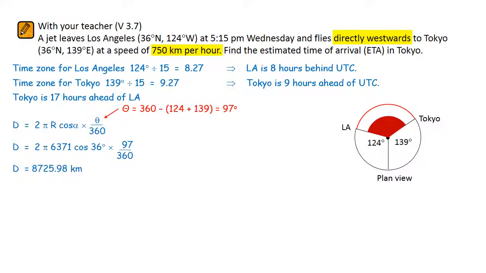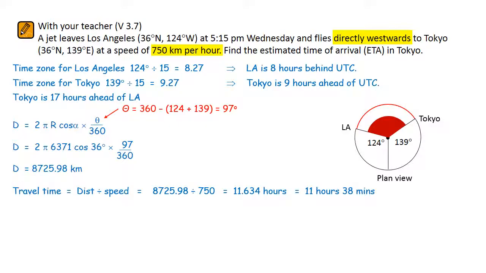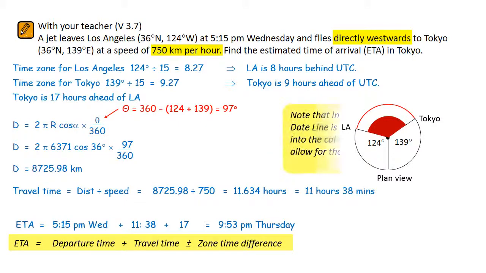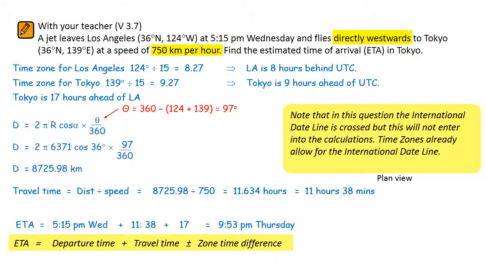The travel time can be found using the formula time equals distance divided by speed. And to find the estimated time of arrival, start with the departure time, 5:15 p.m, add the travel time, 11 hours and 38 minutes, then, in this case, add the zone time difference, as Tokyo is 17 hours ahead. It will arrive at a local time of 9:53 p.m. on Thursday. It's worth noting that the international dateline was crossed in this question, but the international dateline does not affect our calculations, as time zones automatically allow for the international dateline.